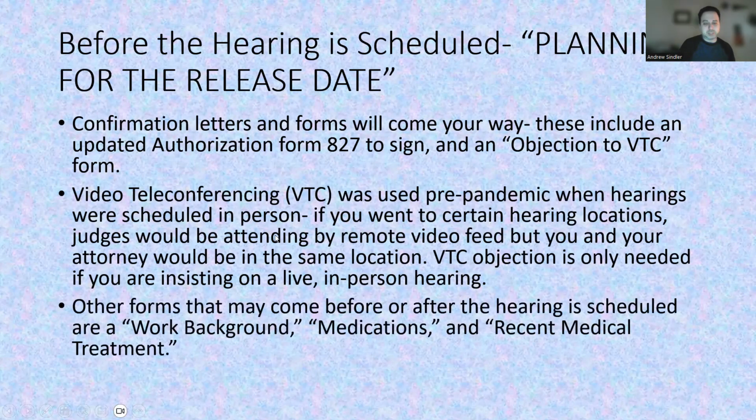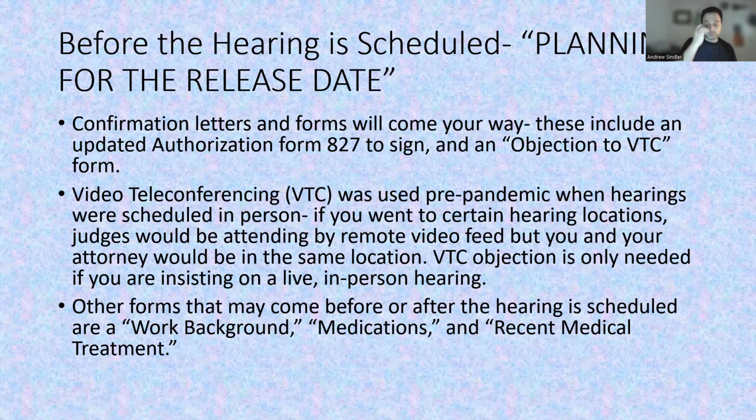Now, there's other forms that may come before or after the hearing is scheduled. And these include a work background form, which is the exact same thing as the work history form you filled out twice before. You do not need to complete that one another time unless by some chance you've returned to work or you left something out of the work history and you need to update them.